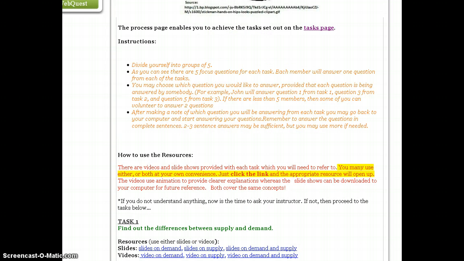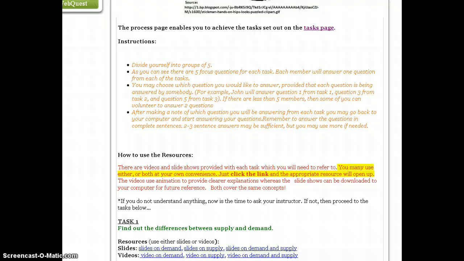Students are also given guidelines as to how to use the resources. There are videos and slideshows provided with each task, which you will need to refer to. You may use either or both at your convenience. Just click the link and the appropriate resource will open up. The videos use animation to provide clearer explanation, whereas the slideshows can be downloaded to your computer for future reference. Both cover the same concepts.